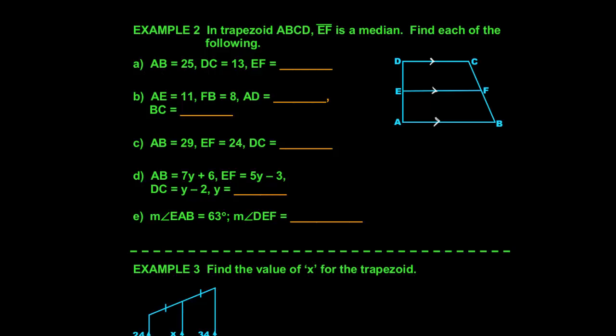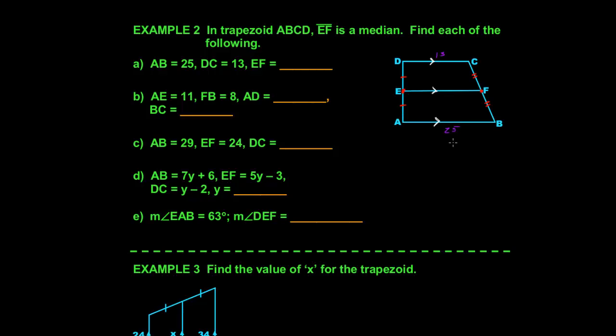AB equals 25. Alright, so here's another thing we know we can mark. If you remember my colors from a while ago, this right here is midpoints. That means these will be congruent. These two will be congruent. We can go ahead and write that in. AB, this whole length here, is 25. DC is 13.